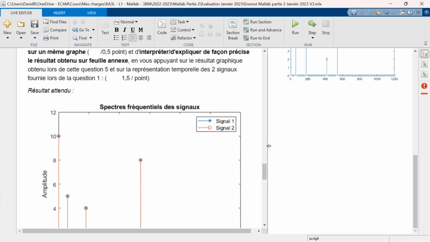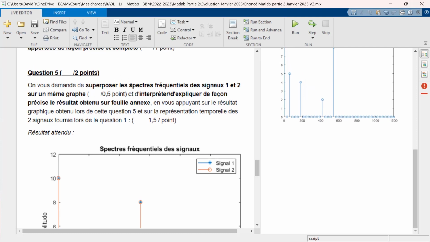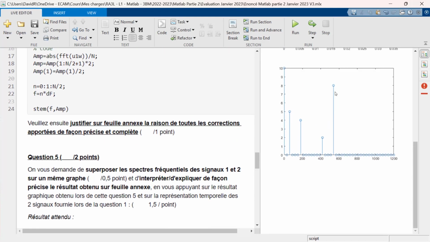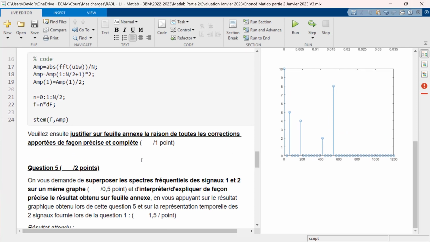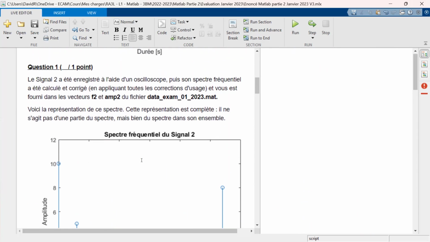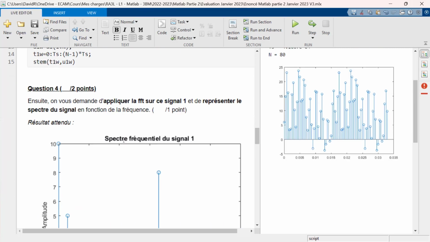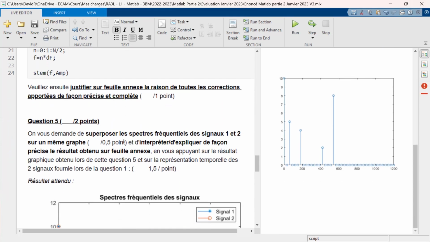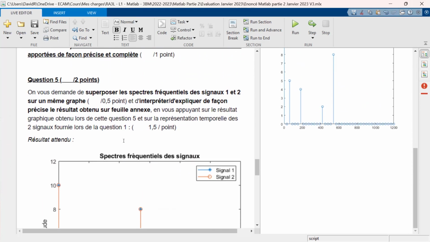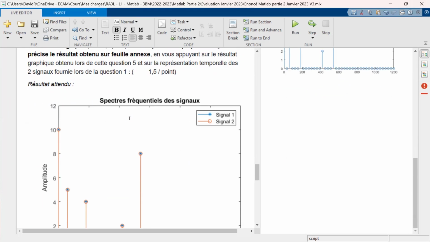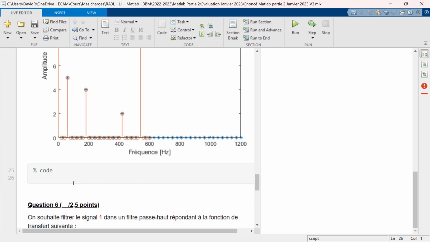Dans la question 5, on nous demande ensuite de venir superposer les spectres fréquentiels du signal 1, celui qu'on vient de calculer, et du signal 2, qui nous était donné dans l'énoncé ici au départ. Rappelez-vous qu'on avait le vecteur AMP2 et F2 pour cela, et on vous demande de venir les superposer simplement sur un graphe, et puis de venir interpréter des résultats, ce qu'on va faire sur papier juste après. Donc comment est-ce qu'on va faire ça?